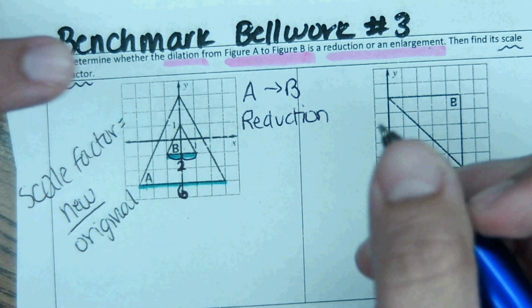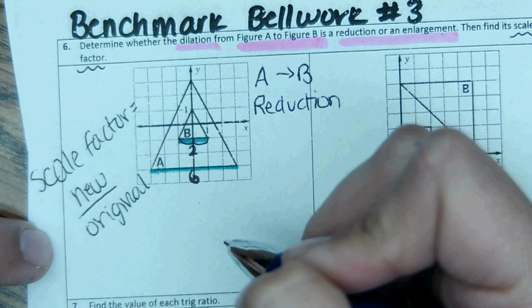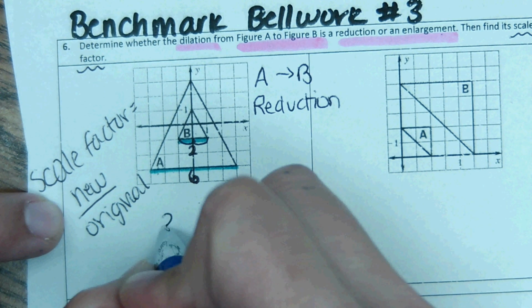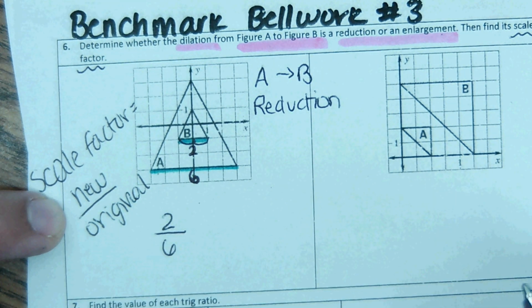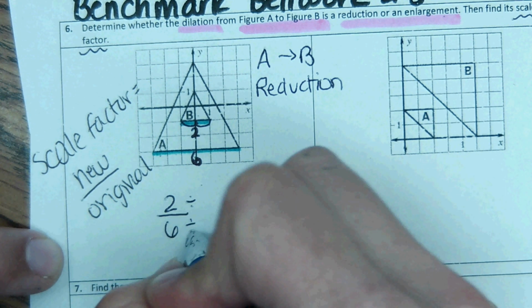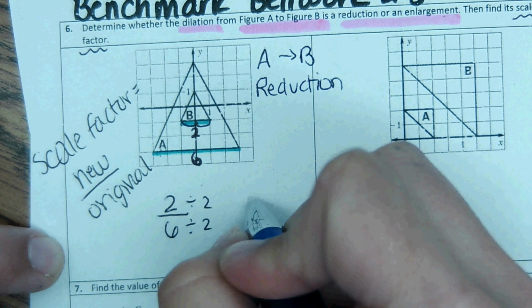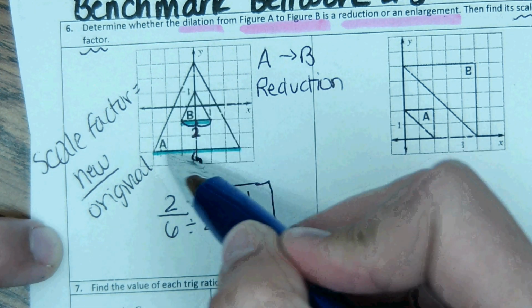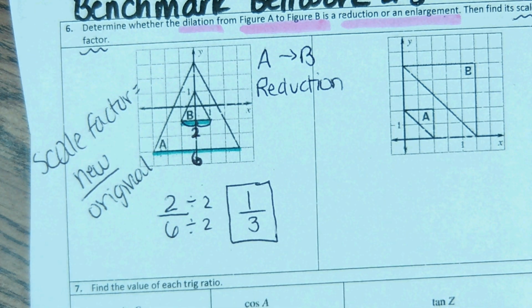And for scale factor, it is the new shape over the original. So it's from A to B. So B is a new shape, so that would be 2 over 6. And then I need to simplify that scale factor if I can. So divide both by 2, and I get a scale factor of 1/3. So shape B is 1/3 the size of the original shape A.